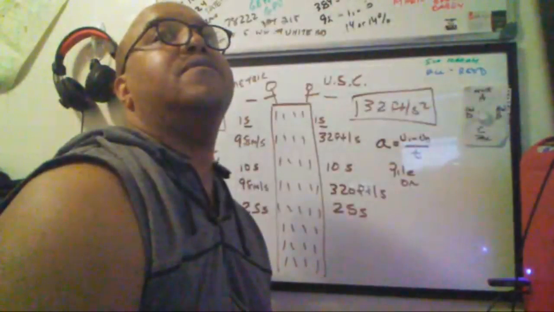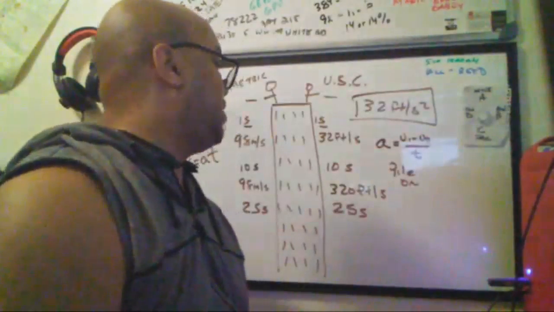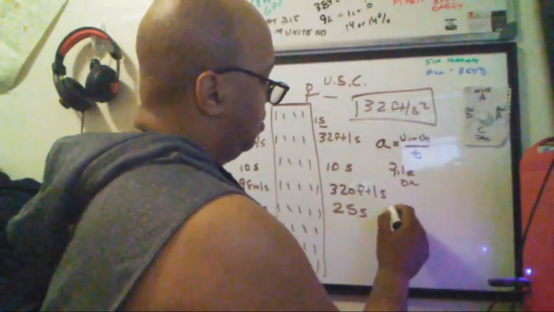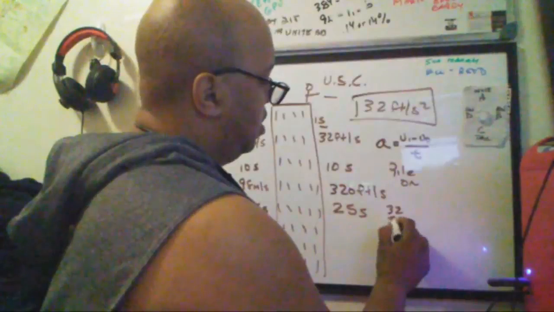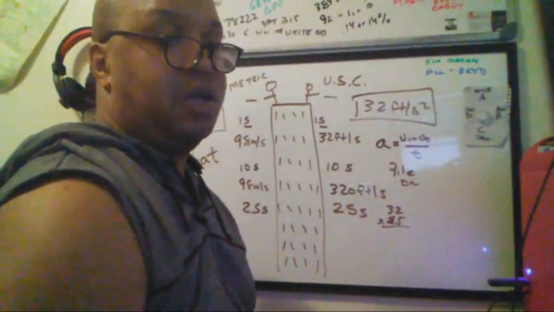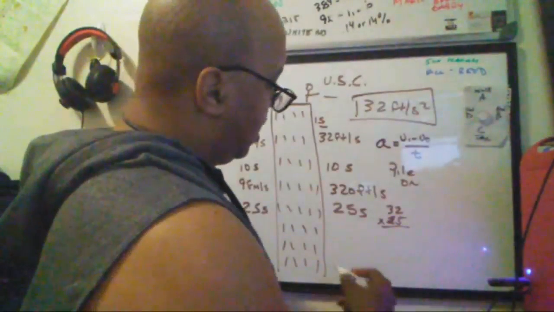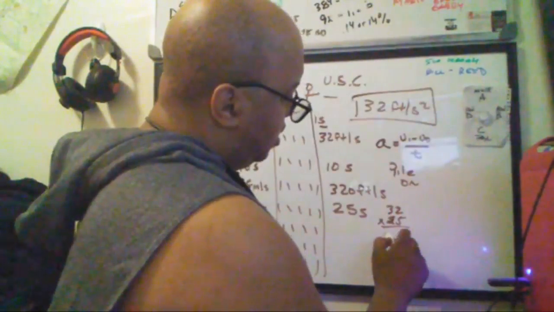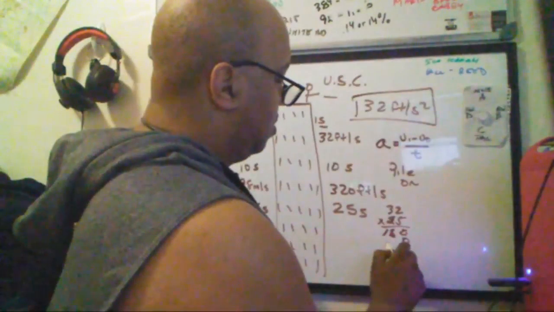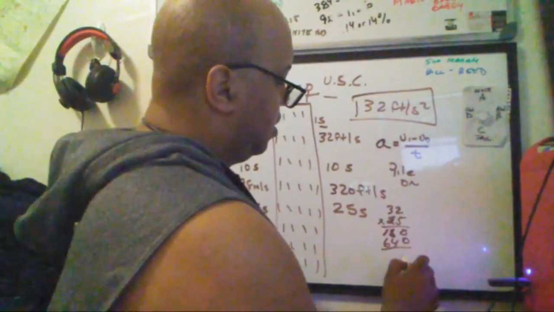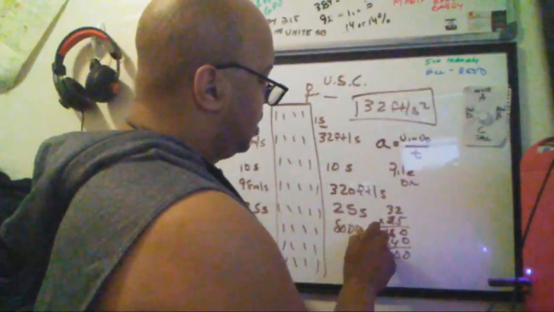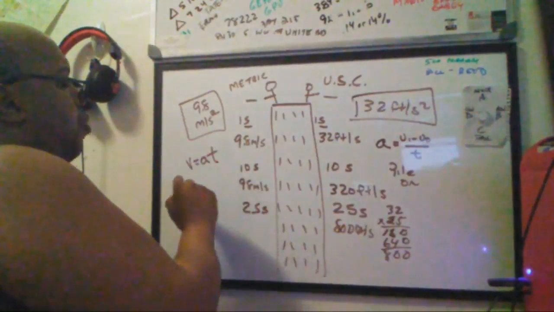The right side, we got 8,000 feet per second. 8,000? 25 seconds, 32. Oh, wait. I'm sorry. Yeah, I was like, that didn't feel right. 800. My bad. 800. 800? Okay. Meters per second. 800. So 800 feet per second here, and then 9.8 after 25.